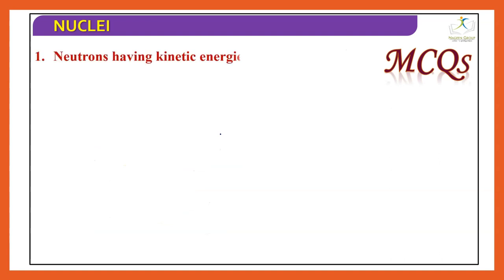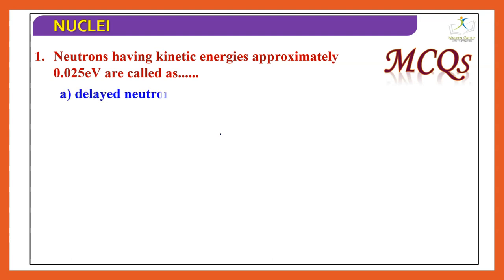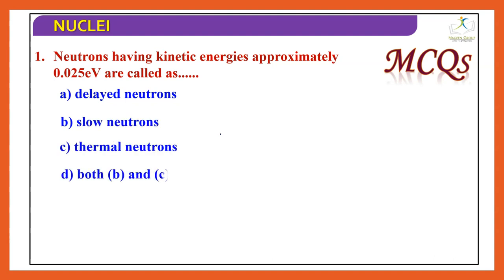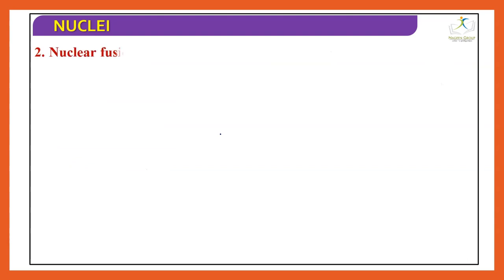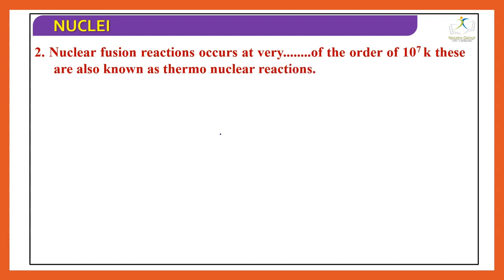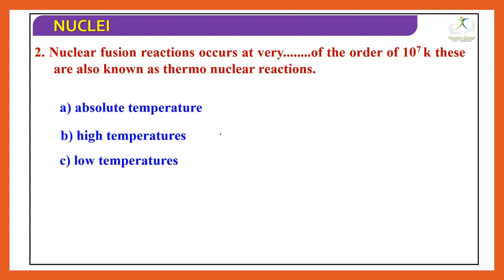Now let's move to some questions. Neutrons having kinetic energy of approximately 0.025 electron volt are called as? The correct answer is both B and C. Nuclear fusion reaction occurs at very dash of the order of 10 to the power 7. These are also known as thermonuclear reactions. Absolute temperature, high temperature, low temperature, or none of these. The correct answer for this question is high temperature.